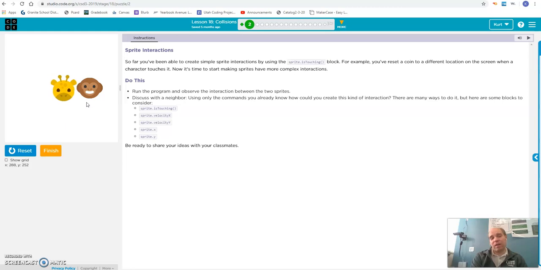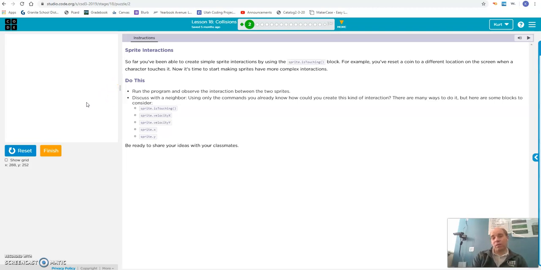So we say if giraffe is touching the monkey, then we set the velocity of the monkey equal to the velocity of the giraffe. And it would be velocity.x, because they're moving in the x axis. They're not moving in the y-axis.